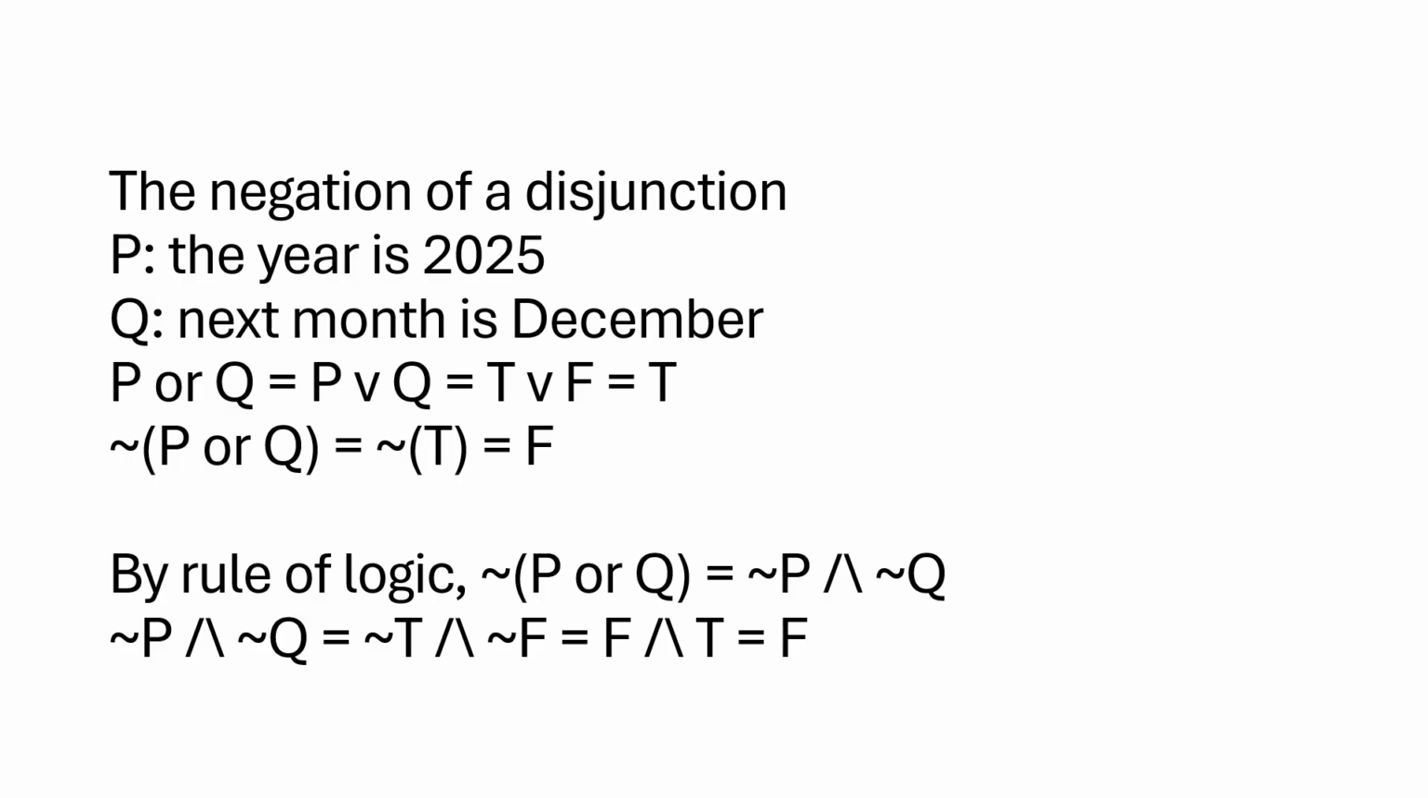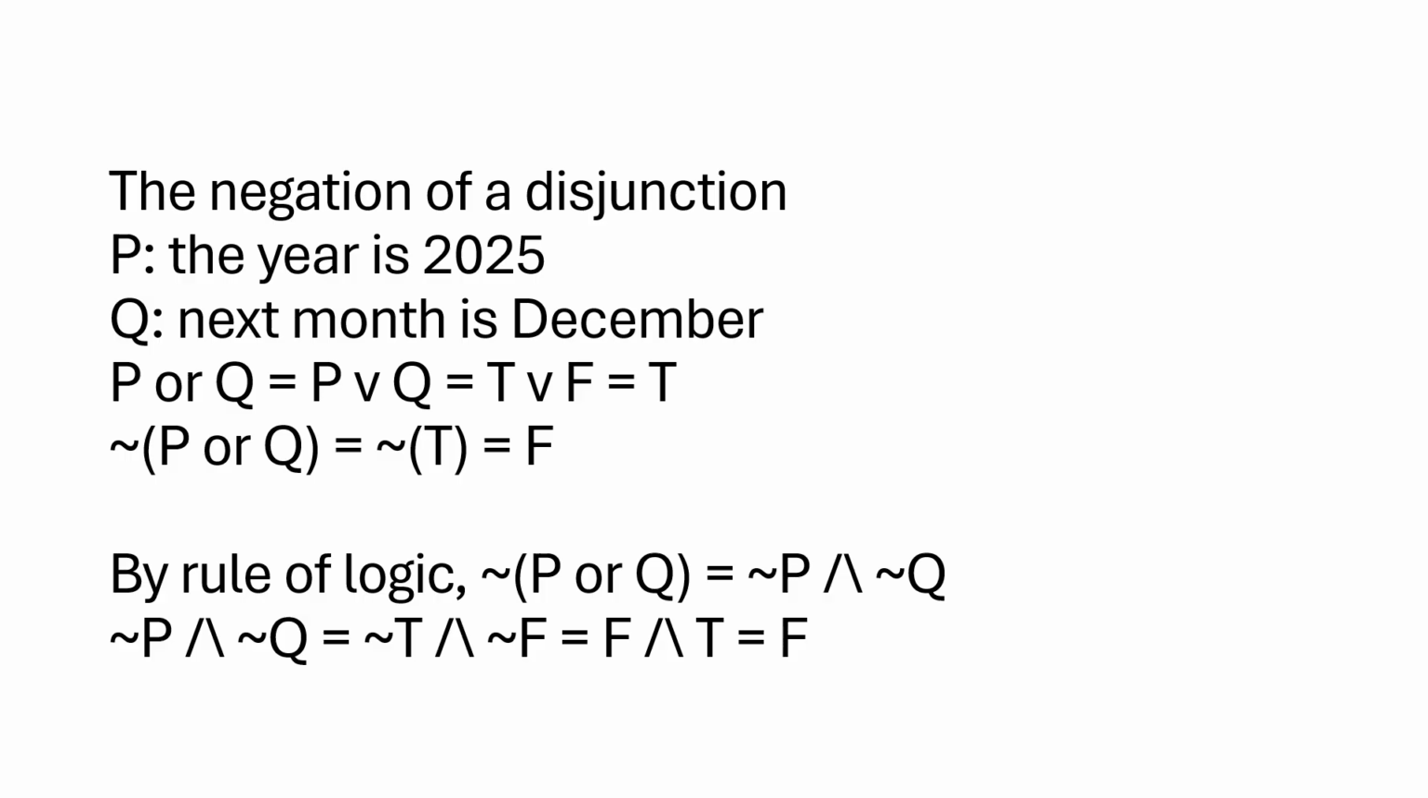Let's take our two statements, our two propositions. P, the year is 2025. Q, next month is December. So P is true, Q is false, at least for the time being.